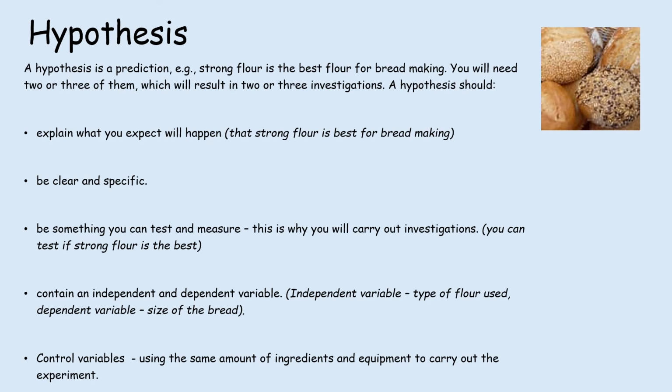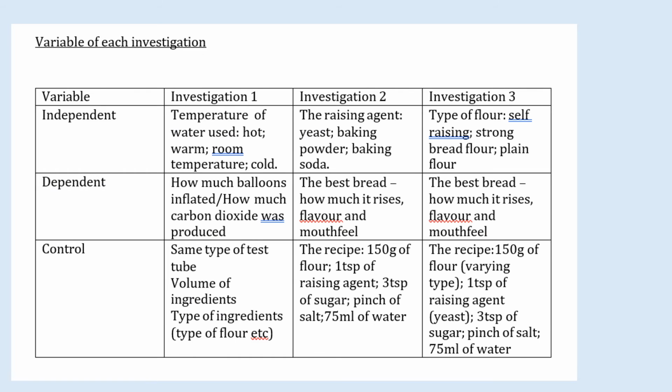It needs to contain an independent and dependent variable. An independent variable would be, for instance, the type of flour used. The dependent variable would be the outcome, the size of the bread created. Control variables, that's using the same amount of ingredients and using the same equipment to carry out the experiment. Here's an example of the type of table you could include within your NEA 1. So it's showing you the variables, the independent, dependent and controls, and also investigation 1, investigation 2, investigation 3.